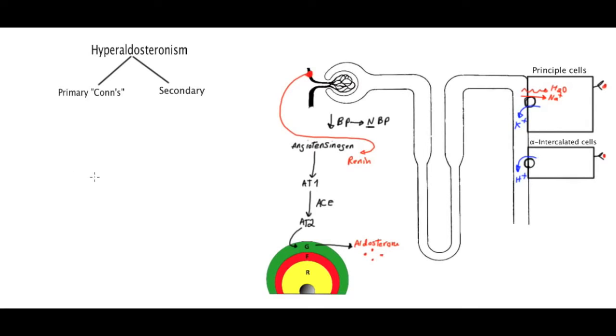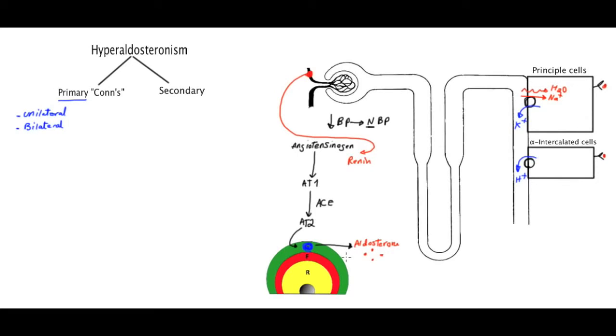Let's now talk about primary or Conn syndrome first. When we're saying primary, what we mean is that the tumor is located at the site where the actual hormone is being made and secreted. There is no other forces that are influencing it to do so. So the tumor is located here in the adrenal gland, and it's making lots of aldosterone. Now it could be on both adrenal glands or just on one. So we can say primary is because of a unilateral or bilateral tumors.